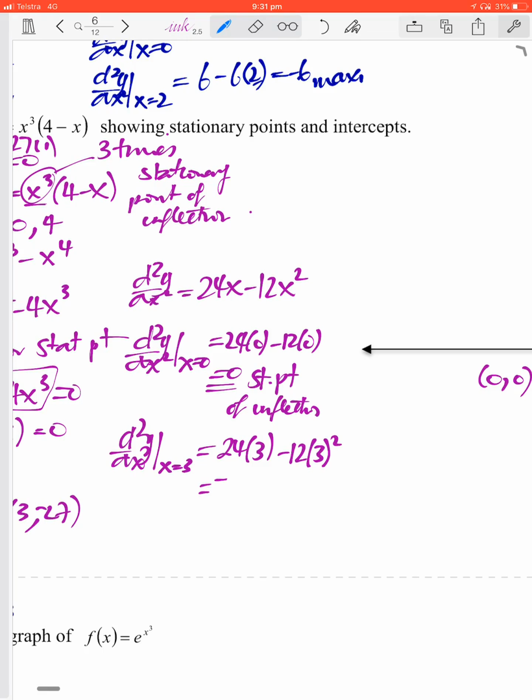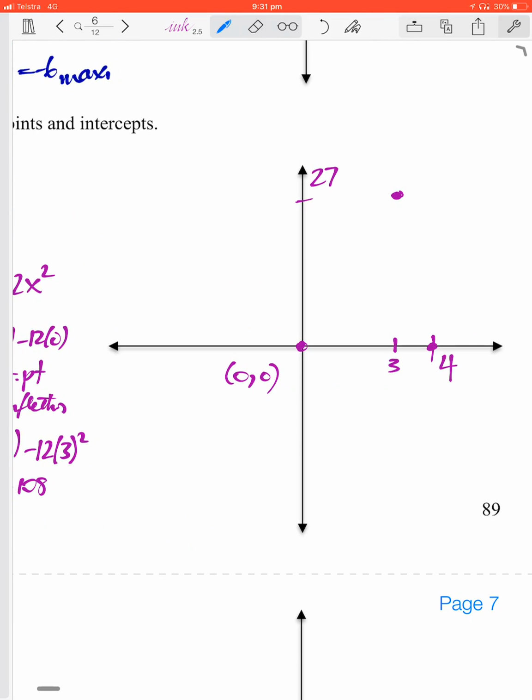D squared y/dx squared, when x equals 3, is 24 times 3 minus 12 times 3 squared. 24 times 3 is 72. 12 nines are 108. So it's negative 36. So that point is a maximum. So we know here's a maximum, so it's got a curve like that. So it's got to go down. And we know this is a point of inflection, so it's got to come down, flatten out.